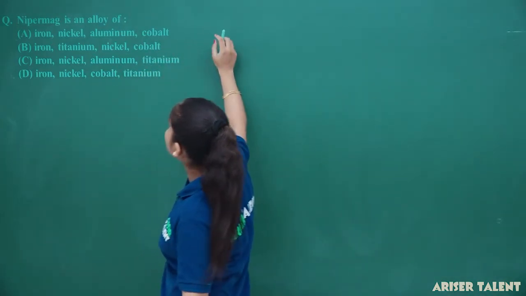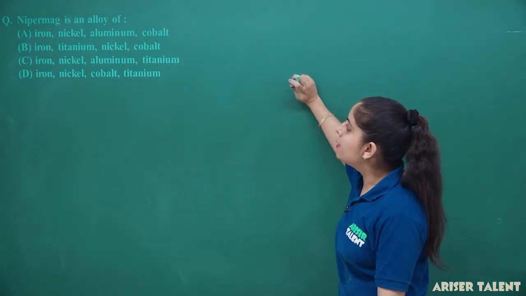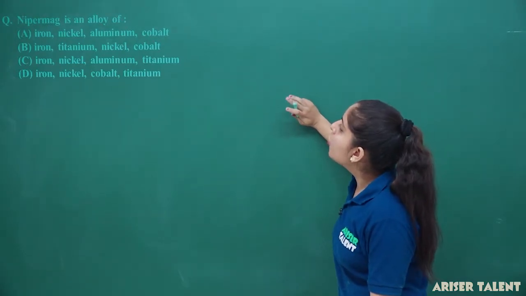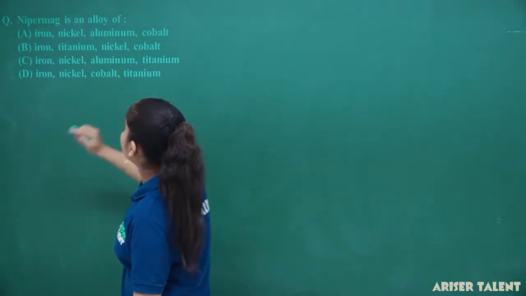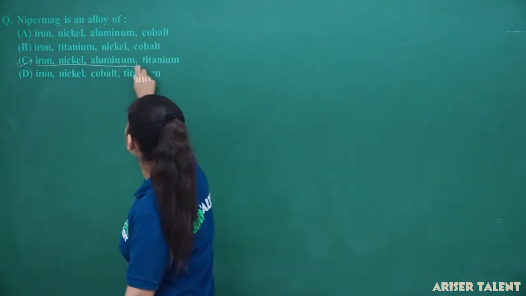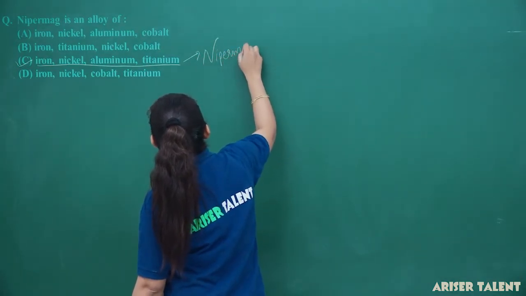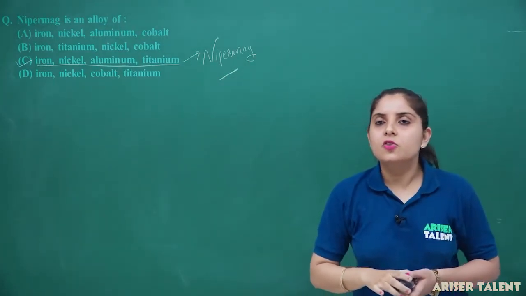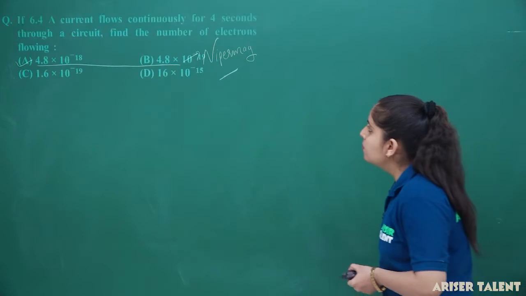So the options are iron, nickel, aluminium, cobalt; iron, titanium, nickel, cobalt; iron, nickel, aluminium, titanium; and iron, nickel, cobalt, titanium. So you have iron, nickel, aluminium and titanium. So this is our correct answer. So this is an alloy for Nipper mag. So this is option number C, which is our correct answer. Now let's move to the next part of the question we have.